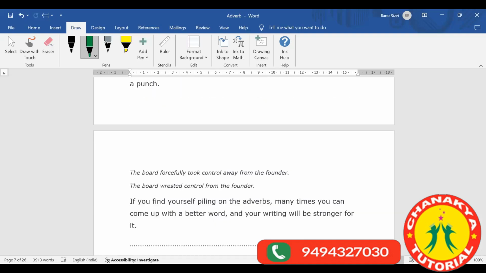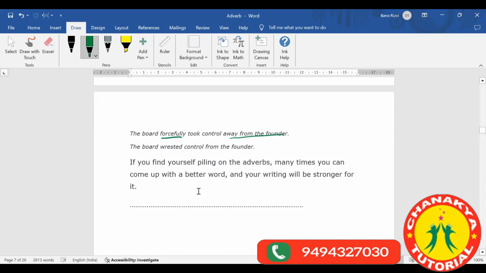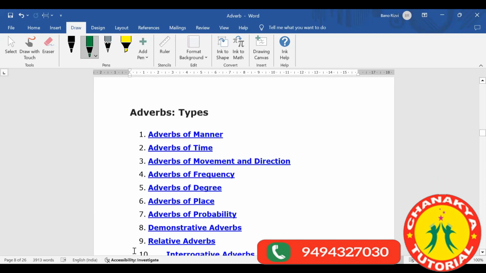The board forcefully took control away from the founder. You can just say the board wrestled control from the founder. If you find yourself piling on the adverbs, if there are lots of adverbs, many times you can come up with a better word and your writing will be stronger.